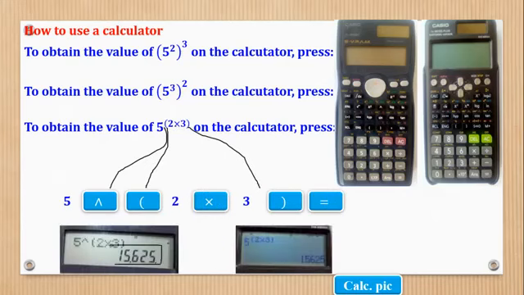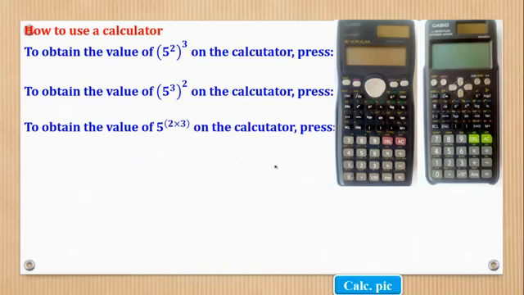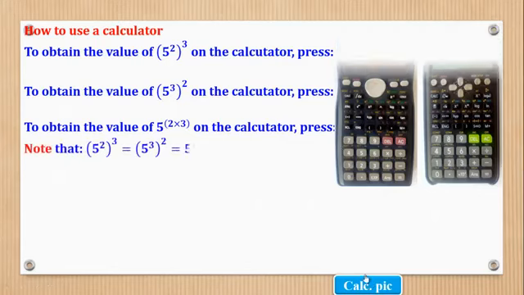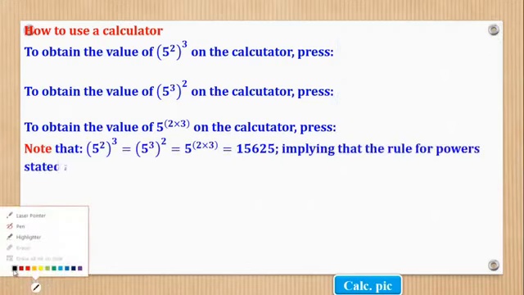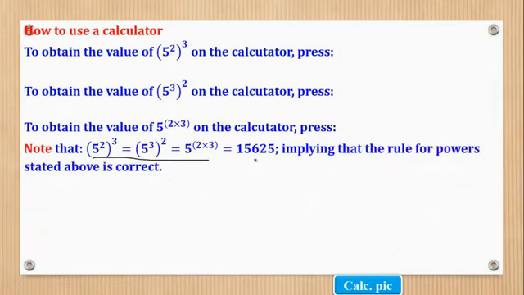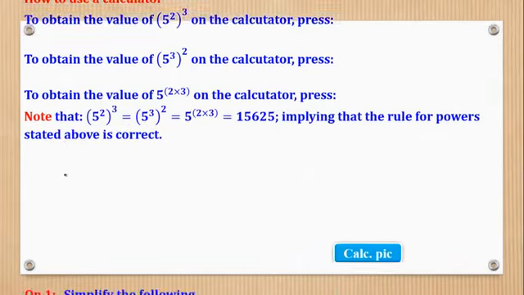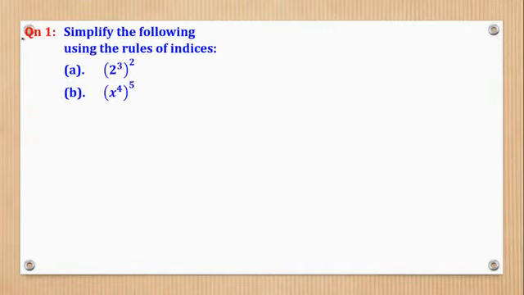So I think that it is still 15,625, even in this case. So all these ones are equal. Therefore, our rule for powers is correct. So basically, that's how we use calculators to deal with indices. So we shall note that all these ones give the same answer, implying that the rule is correct. Then with that, we can go through this question.